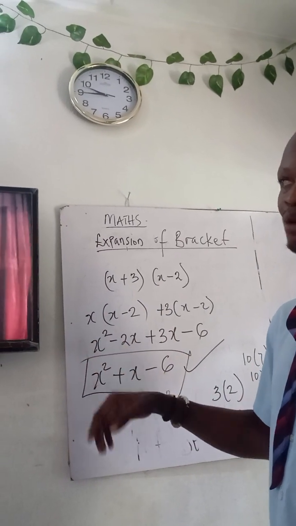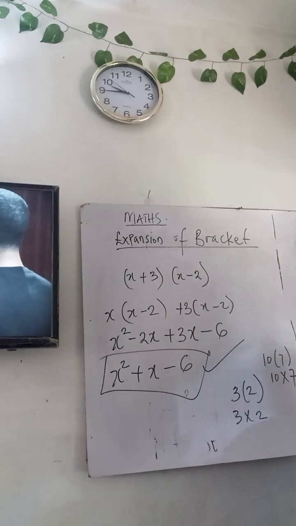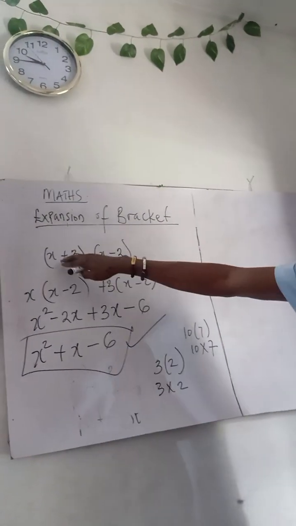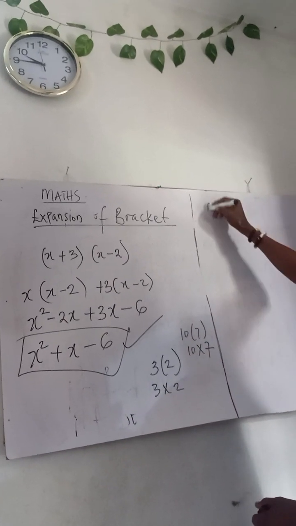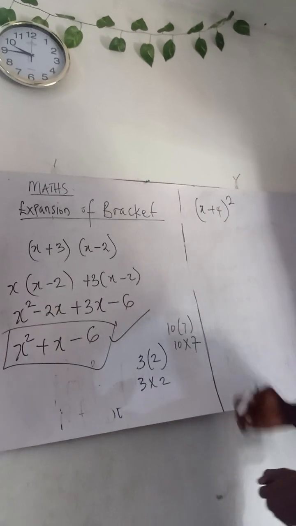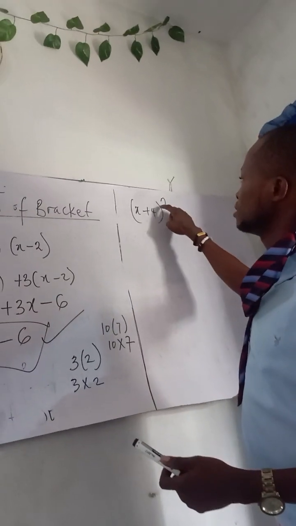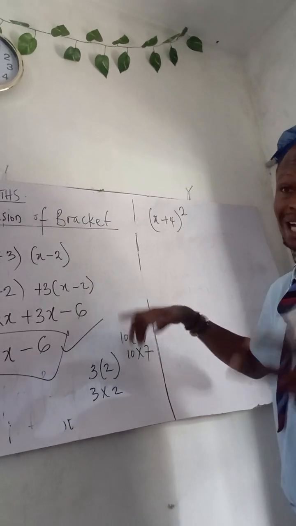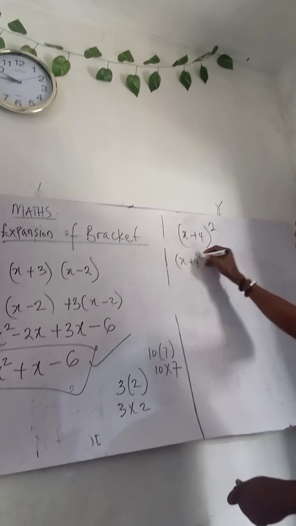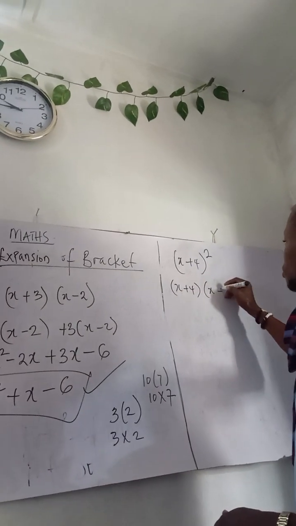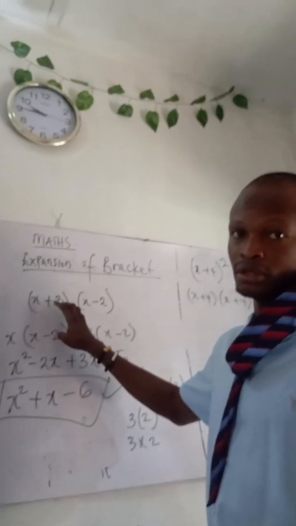Let's take another example. I'll be very quick about it. Look at this one. Let's say that the brackets are the same. Let's say I have x plus 4 all raised to power 2. If you want to expand it, how do you expand it? This raised to power 2 means that this bracket is 2 and they are the same thing. So this will simply mean x plus 4, and we also have x plus 4. Now I will solve using the first method that I've solved there.